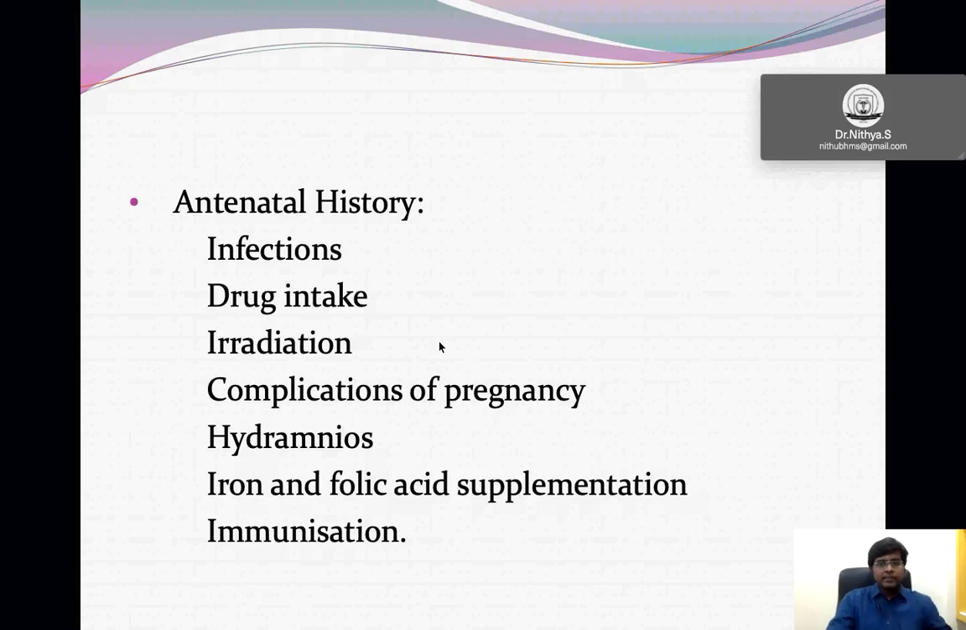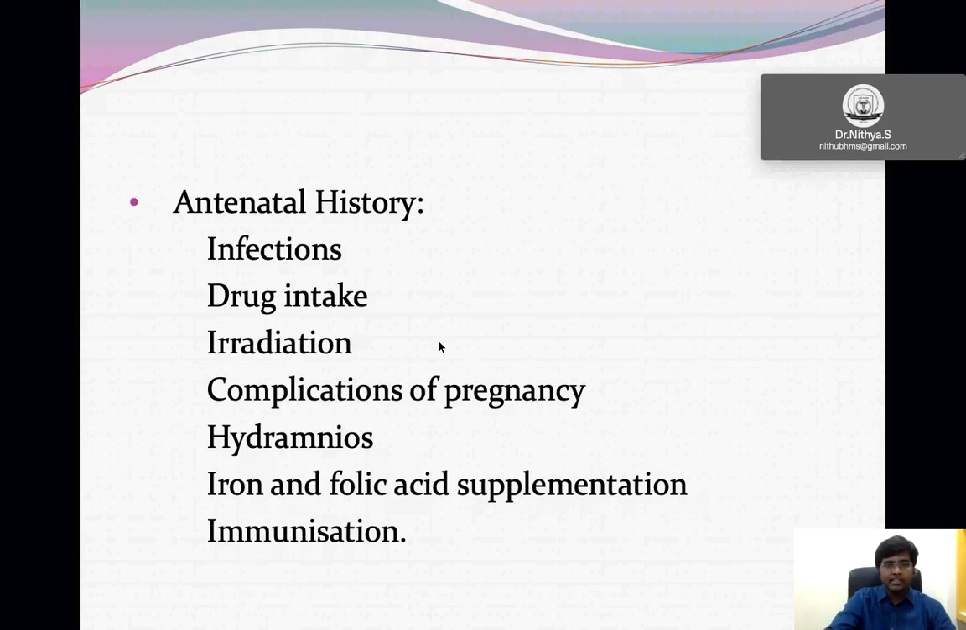Antenatal history is very much specific in pediatrics, because in adults we don't concentrate on antenatal history, but a pediatric patient's life actually starts right from in utero. So the factors which affect the in utero period, that is your infections, for example rubella, might cause congenital rubella syndrome and the child might land up with a PDA. And then it might be a drug intake. The mother might have taken an anti-epileptic drug, so the child can have fetal hydantoin syndrome.